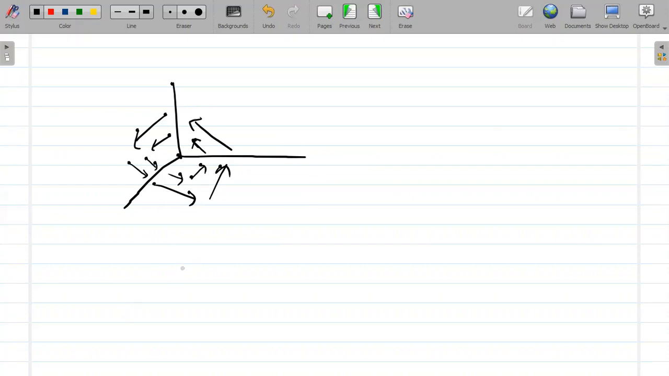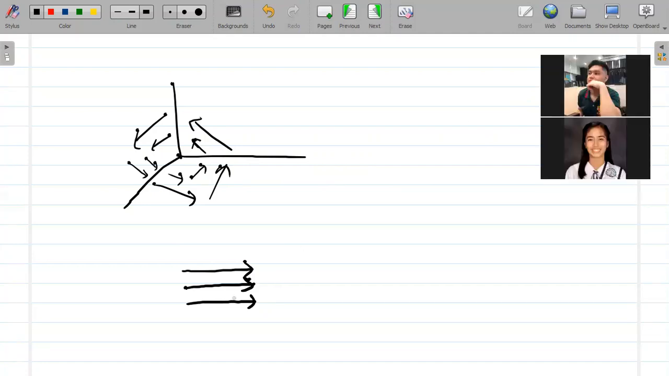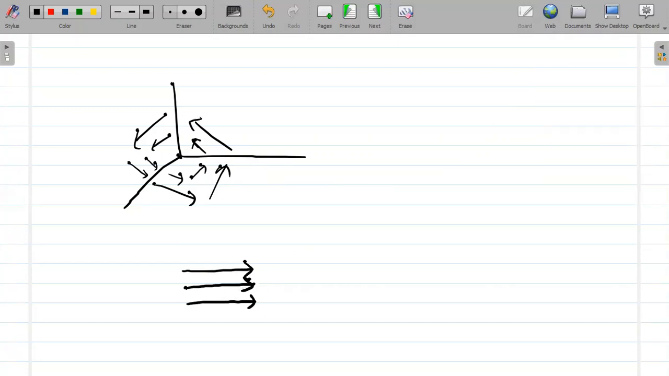So, class, ano naman yung ganito, yung constant? Hulaan nyo nga kung ano ang curl nito. Class, ano ang curl niyan? Anong direction? Umiikot ba siya? Class, umiikot ba tong vector function na to?